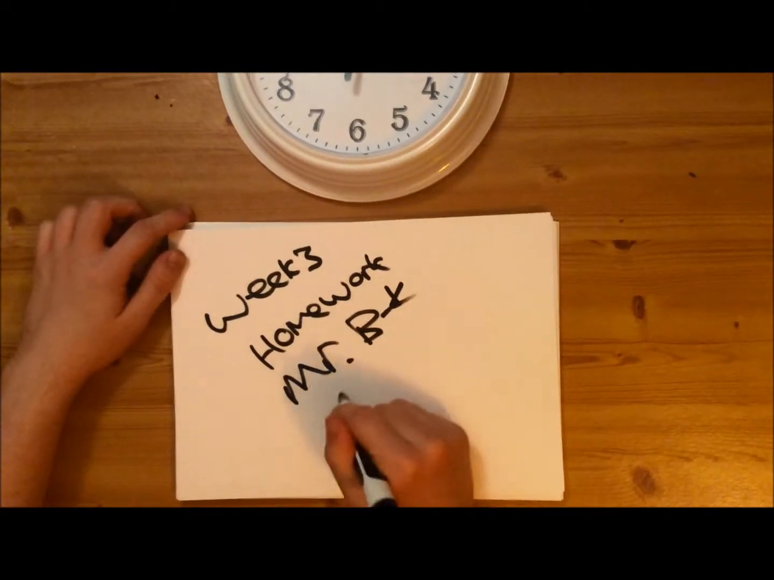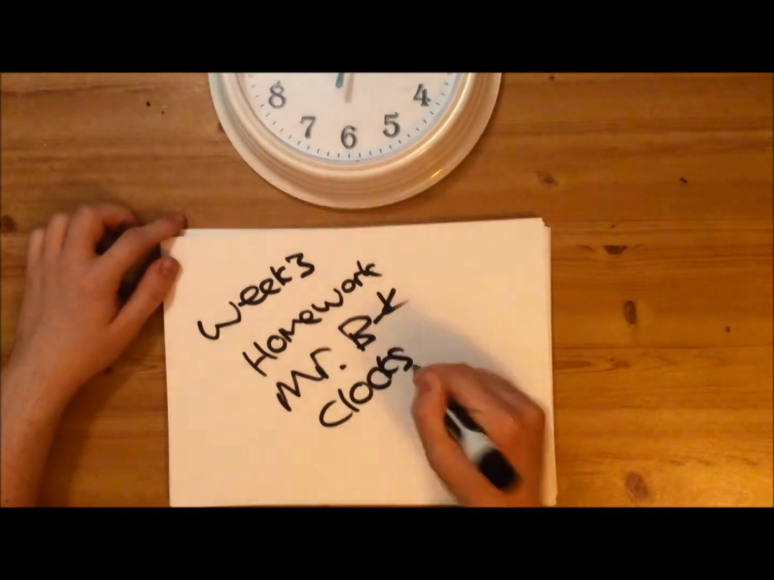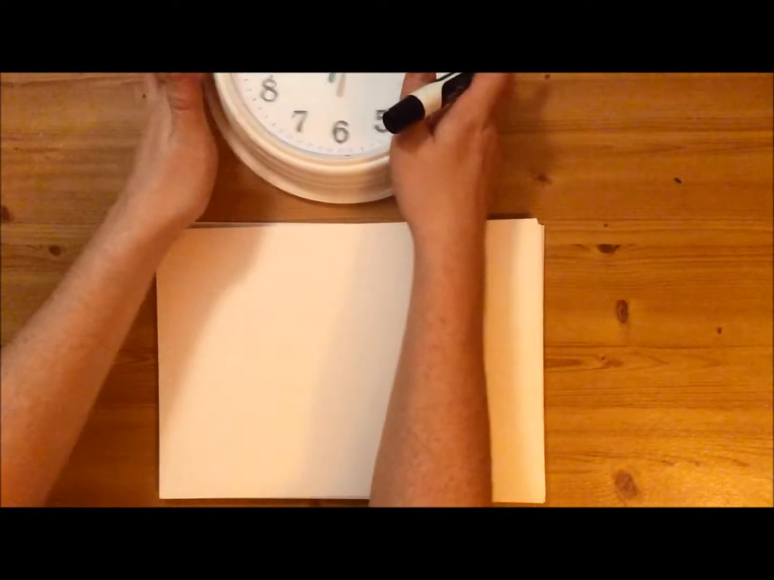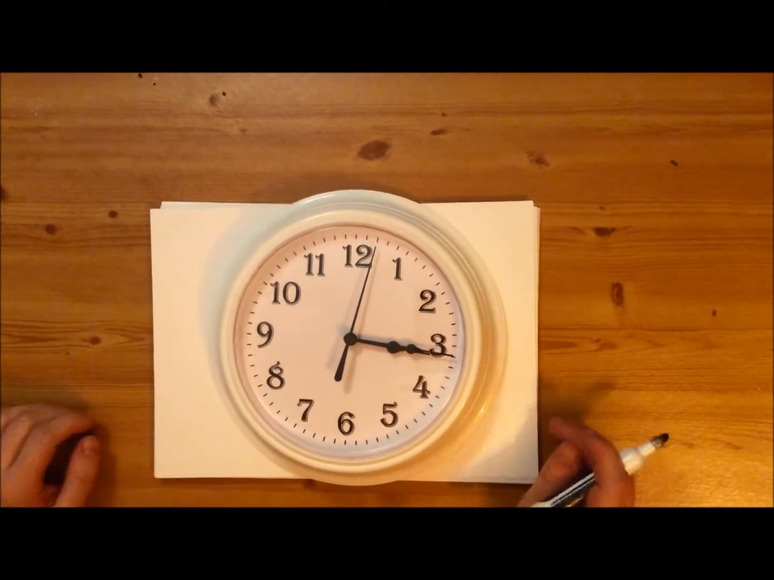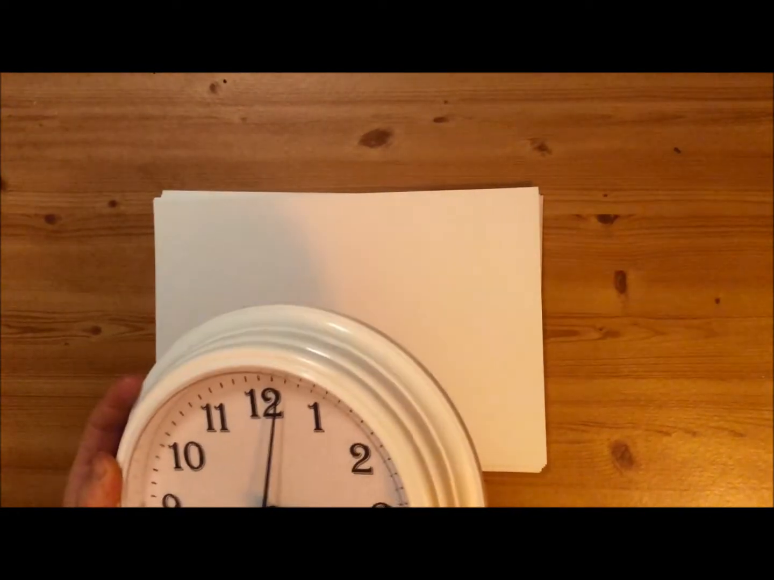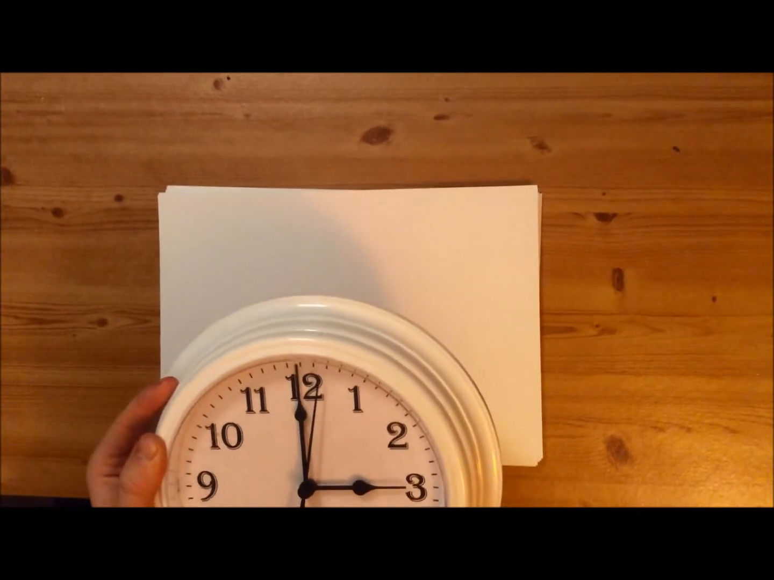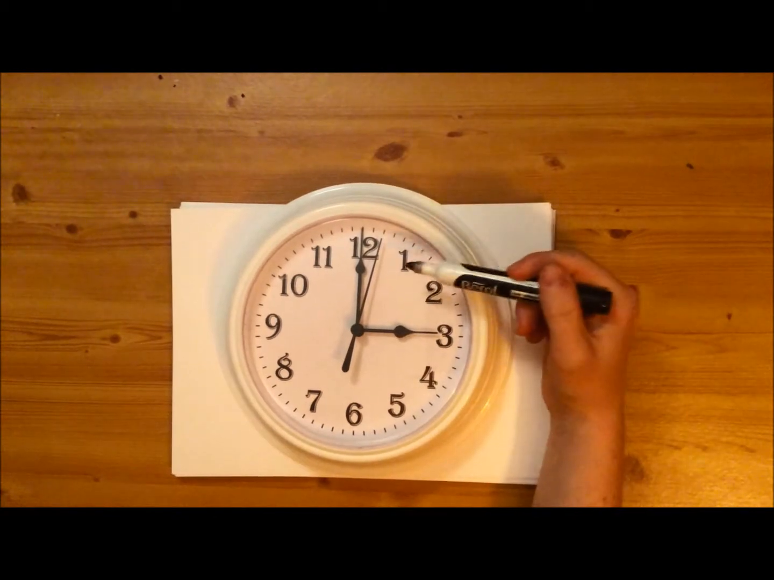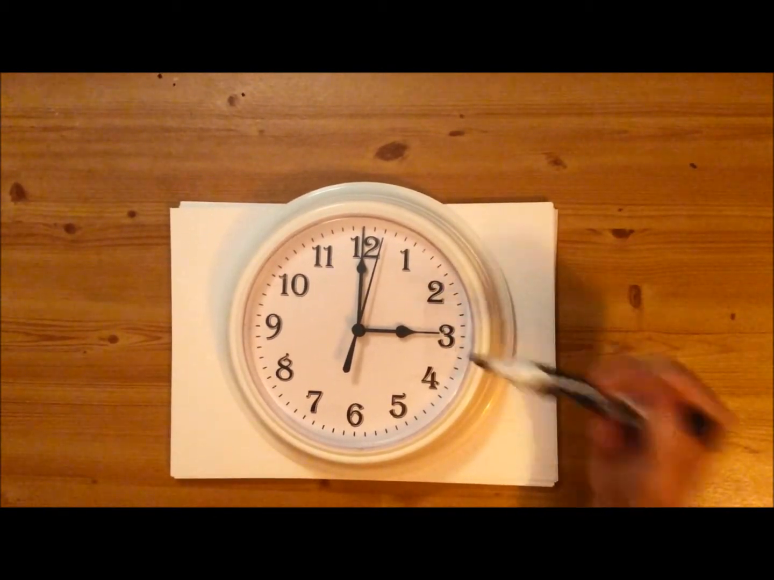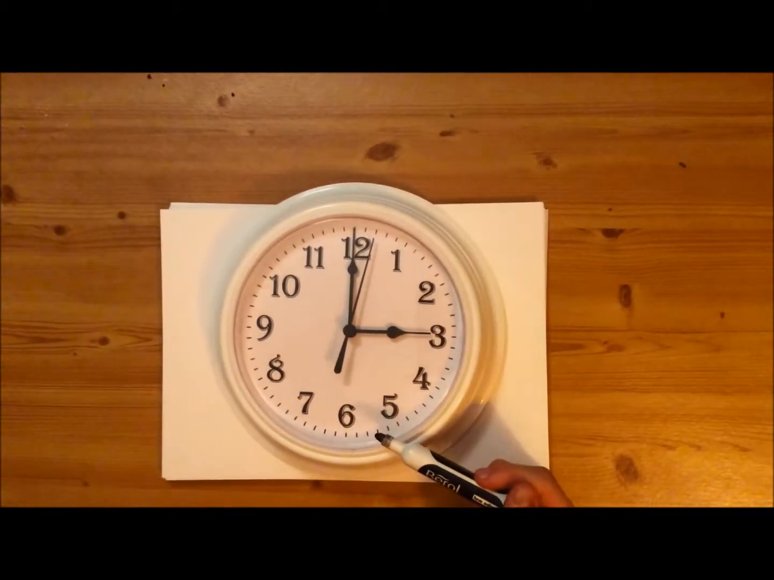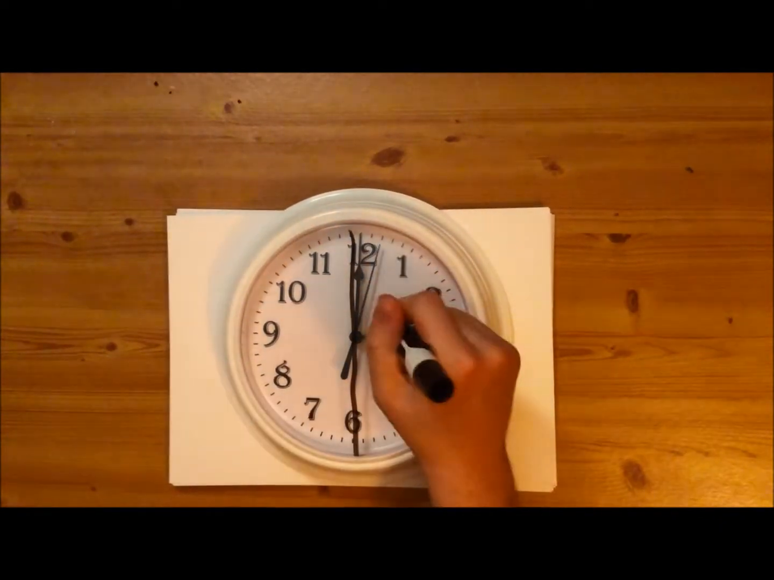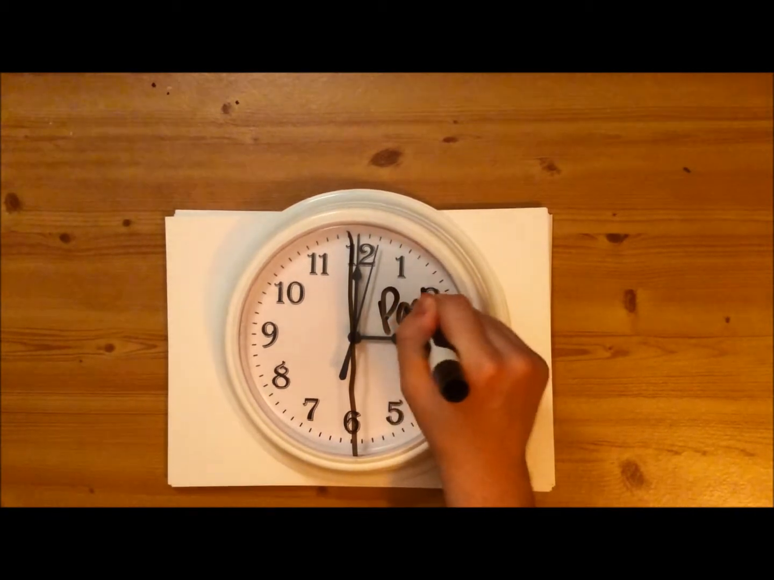Now today we're looking all at clocks and time. Now here is our clock. At the moment I'm going to make it say 3 o'clock. Now let's count it up together. We have the o'clock, 5 past, 10 past, quarter past, 20 past, 25 past, half past. So we know this section is the past section.